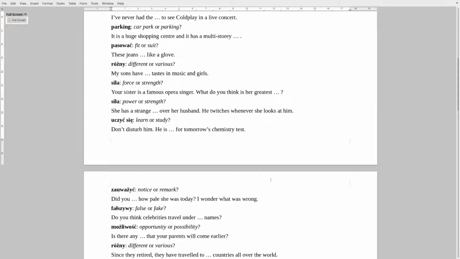Uczyć się, learn or study. Don't disturb him. He is studying for tomorrow's chemistry test. Right? Not learning. He's learning Spanish. So if he's learning something specific, or he's learning to ski, for example.